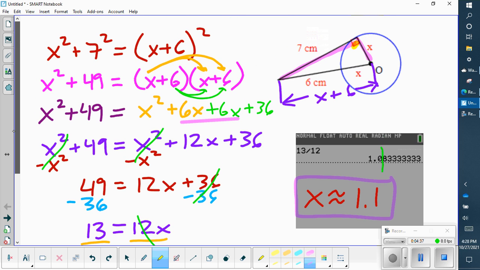Now that might look like maybe the number's too small, but if you look at these lengths here, this one's 7 from there to there. This one is going to be 7.1, which is a little bit bigger. It's the hypotenuse, and 1.1. So the numbers do make sense. Okay, hopefully that helps.